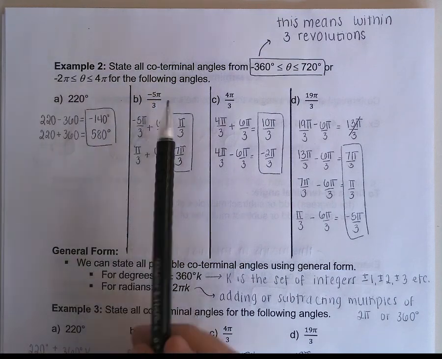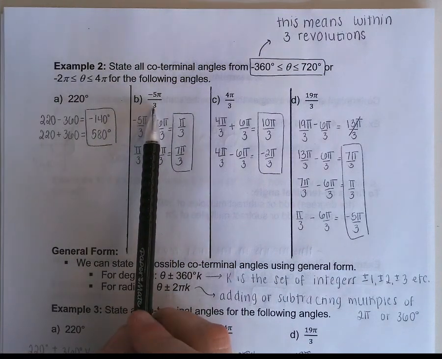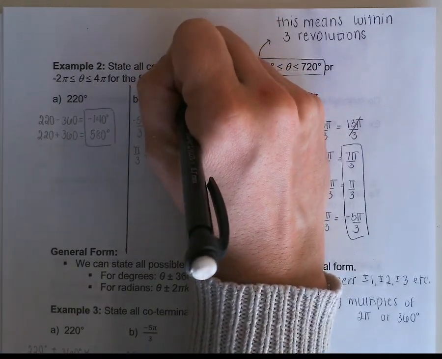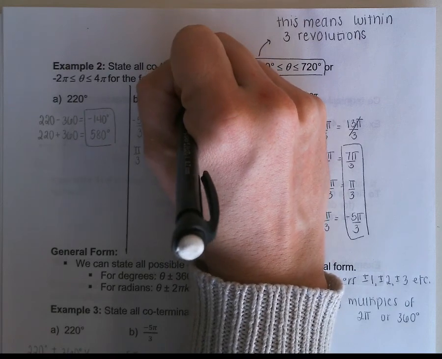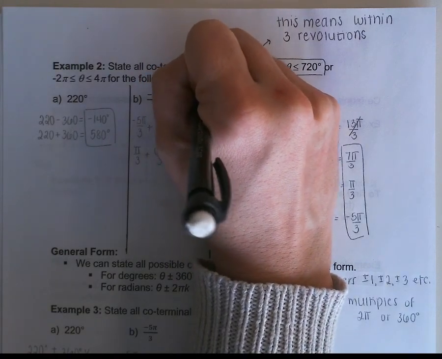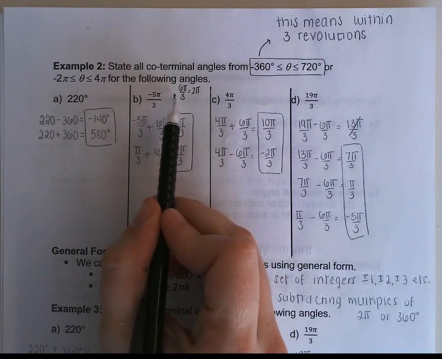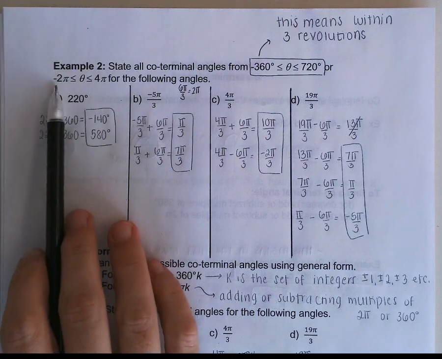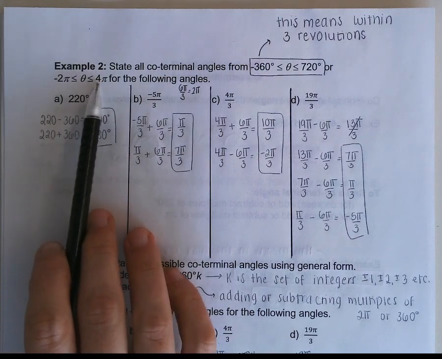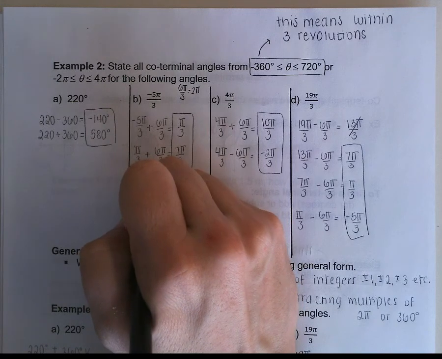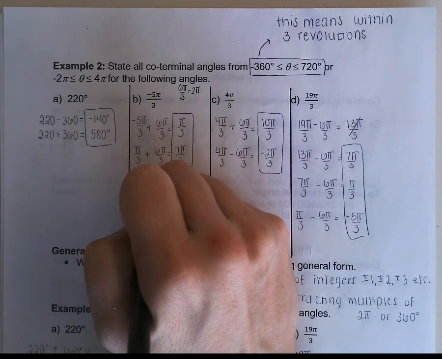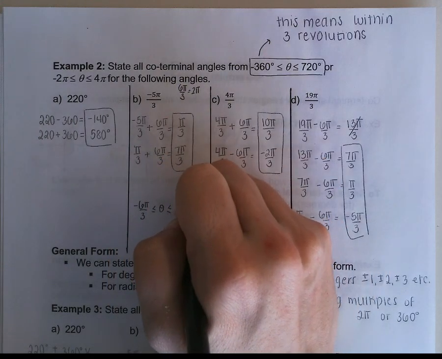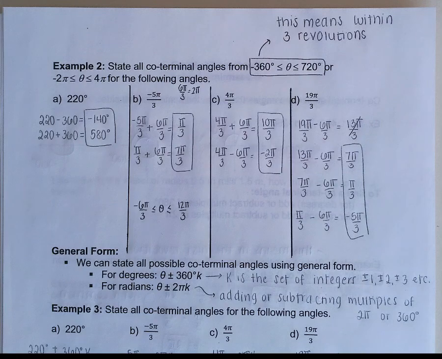Same for radians. This negative 5 pi by 3, that's in the first negative revolution, because remember here, 6 pi by 3 is equivalent to 2 pi. So negative 6 pi by 3 would be the greatest negative revolution here, if you wanted to set your parameters. I'm going between negative 6 pi by 3 up to 12 pi by 3. Those are the parameters that I'm looking for.